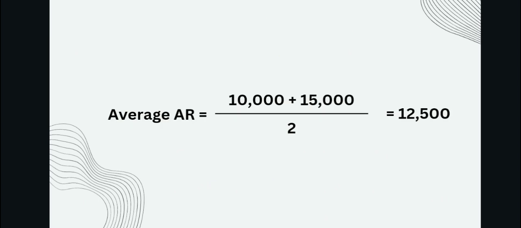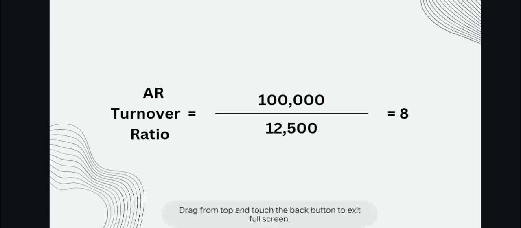To calculate the accounts receivable turnover ratio for Flo's Flower Shop, first calculate the average accounts receivable. Add up the opening accounts receivable, which is $10,000, and the end of the year accounts receivable, which is $15,000, and then divide by 2 to get the average accounts receivable, $12,500 in this case. Next, plug your numbers into the accounts receivable turnover ratio formula: take the net gross sales, 100,000, and divide by the average accounts receivable, 12,500, to get 8.